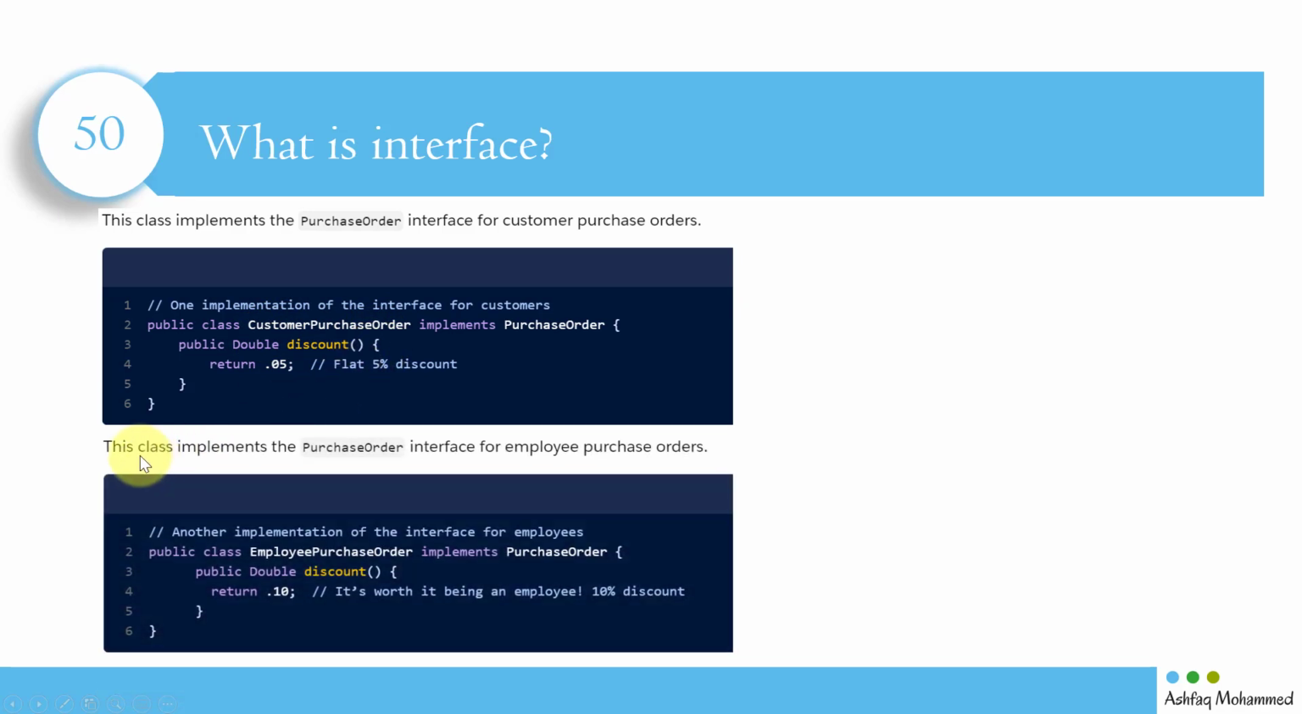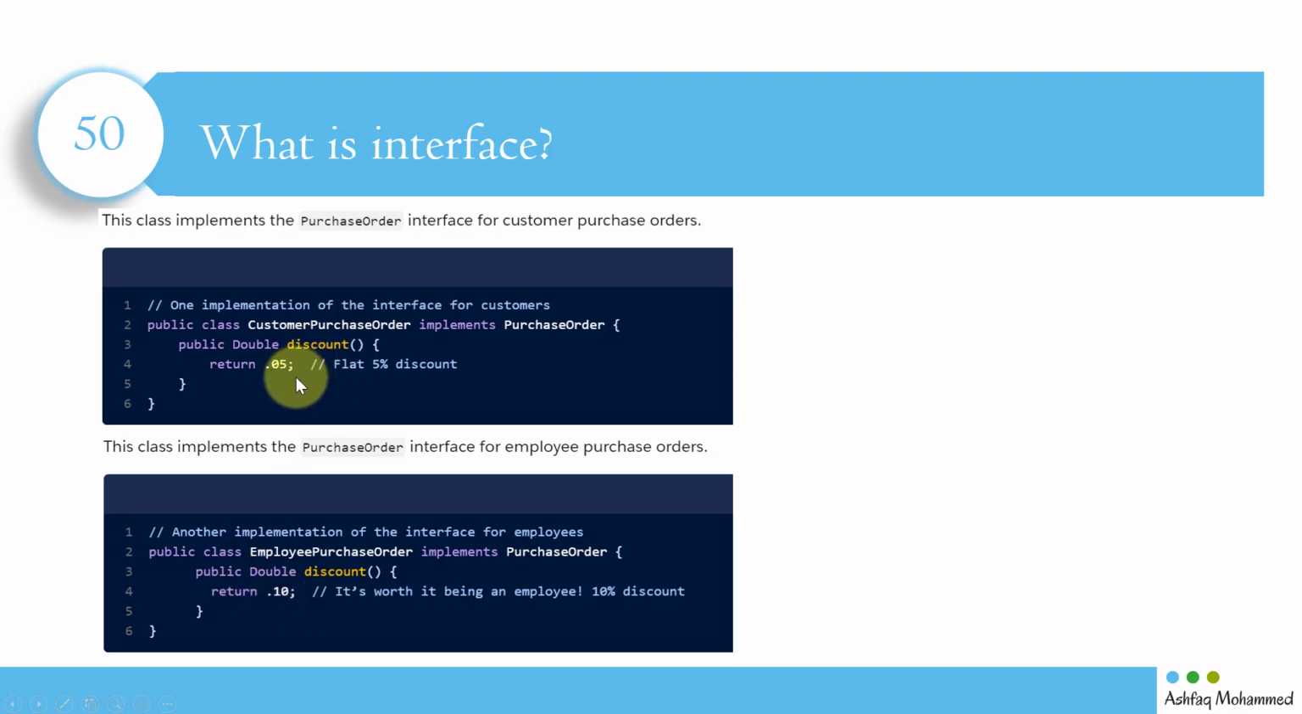In a similar way, this class implements the PurchaseOrder interface for employee purchase orders. The method is the same, but I have another implementation of the interface for employees. This implementation is for customers and this implementation is for employees. So public class EmployeePurchaseOrder implements PurchaseOrder. Again, I'm implementing PurchaseOrder, but here what I'm doing is public double discount, return 10%. So for employees, my implementation gives 10%, and for customers I'm giving a 5% discount.